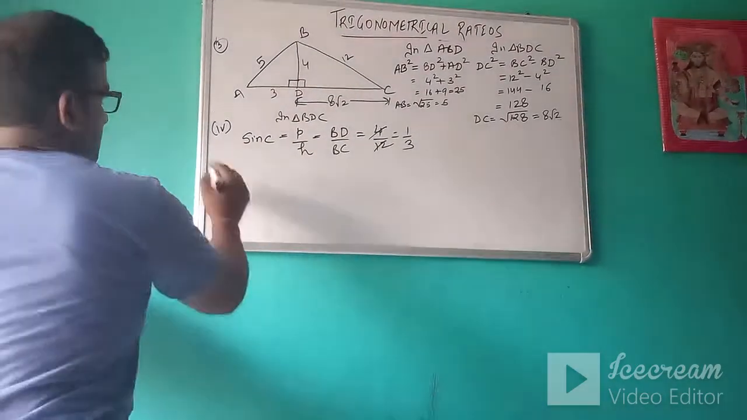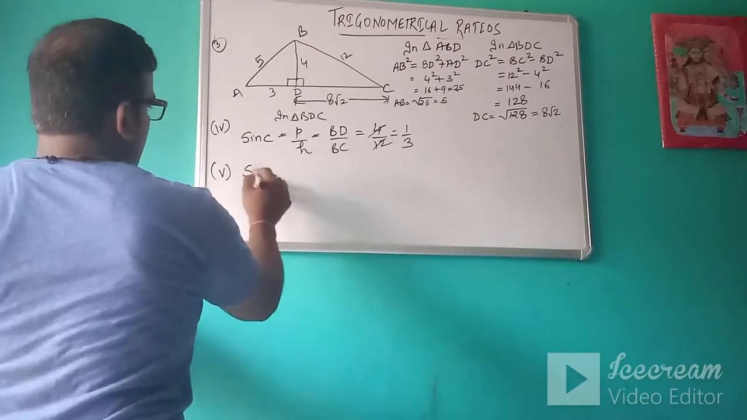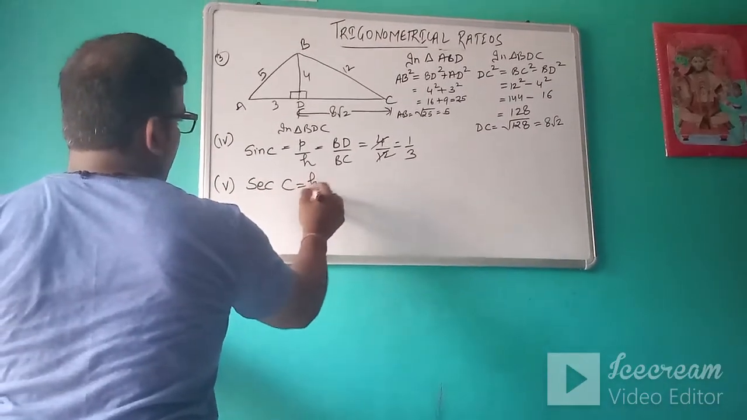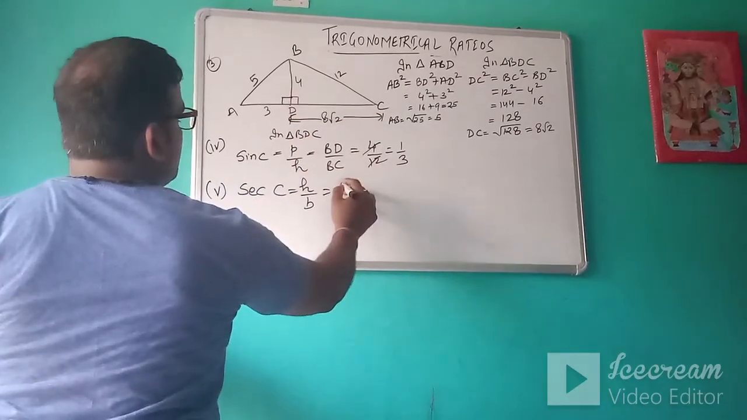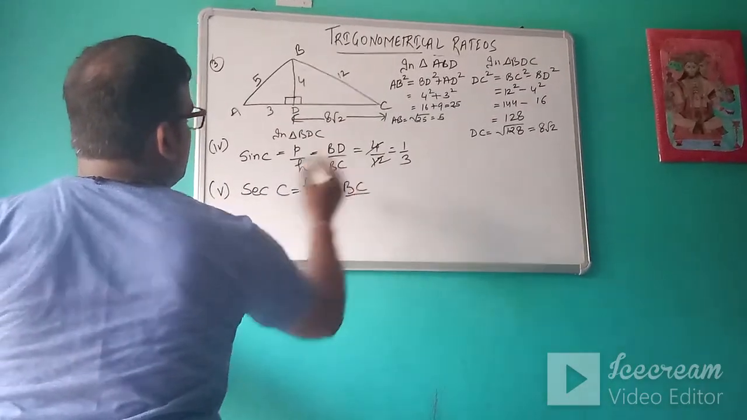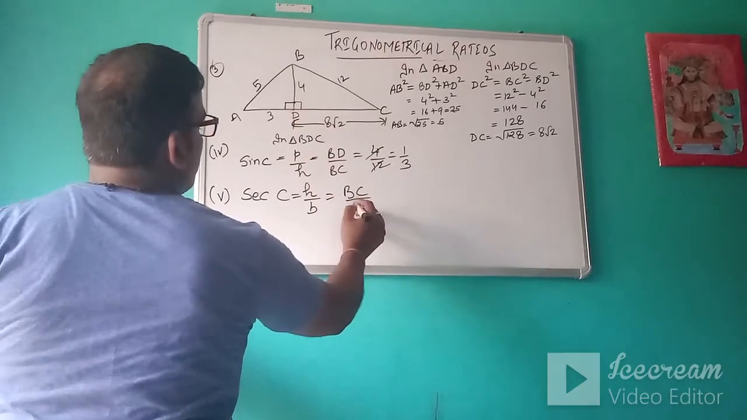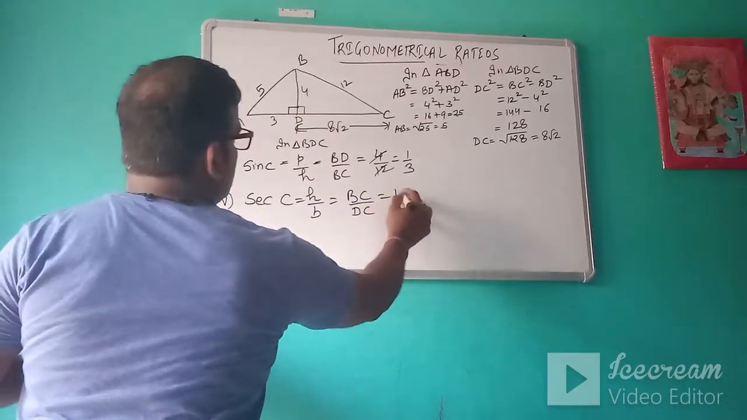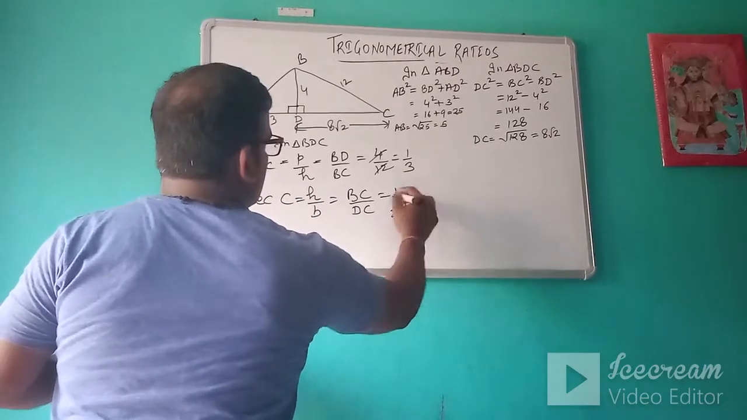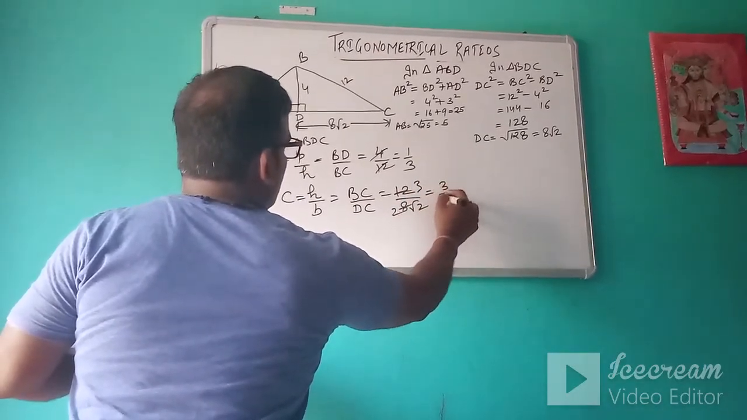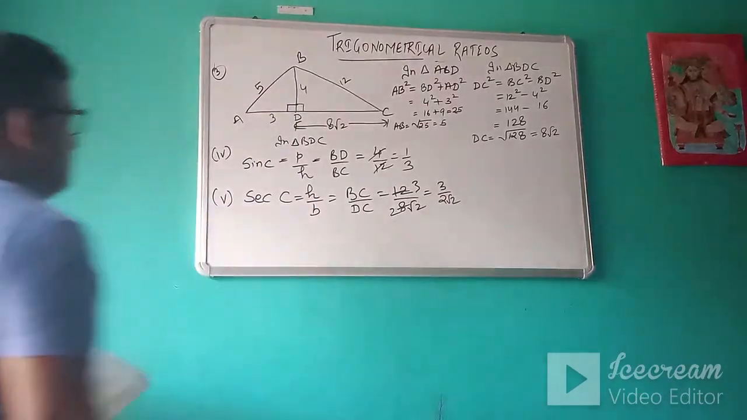The next thing asked is sec of C, that is H upon B. So for this C, what is H? H will be your BC, and what will be your B? B will be your DC, that is 12 upon 8 root 2. That is 3 upon 2 root 2.